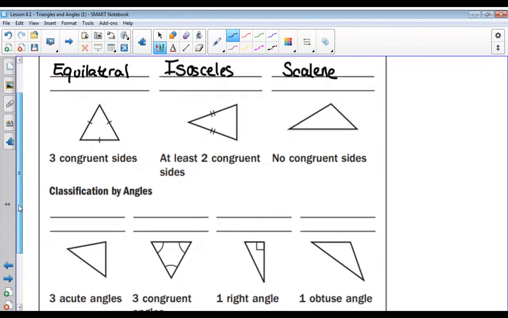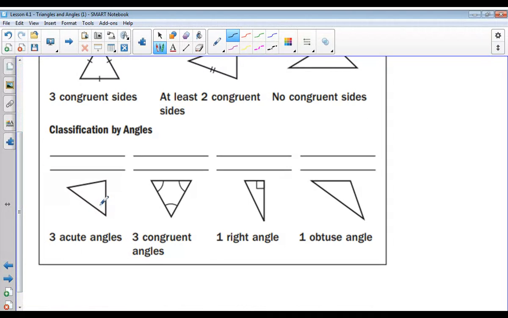If we were classifying a triangle by its angles, we would take a look at the angles inside of the triangle. If I see that I have three angles that are less than 90 degrees, then this would be an acute triangle. If I have three angles inside that are all congruent, for those all to be congruent, they would have to be 60 degrees, right? Because the total degrees in a triangle has to add up to 180 degrees. So 60, 60, and 60 would give me 180. This would be considered an equiangular triangle.